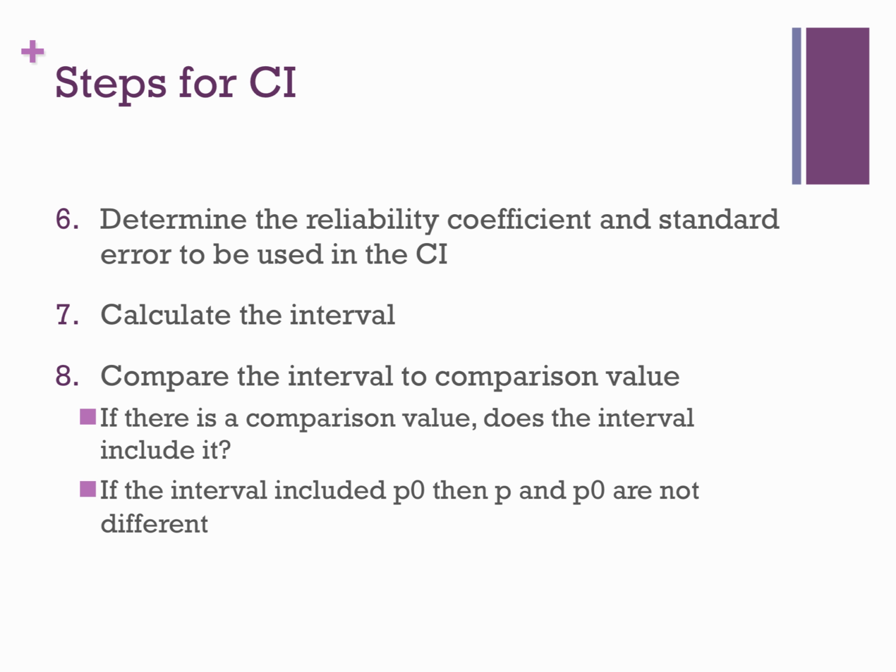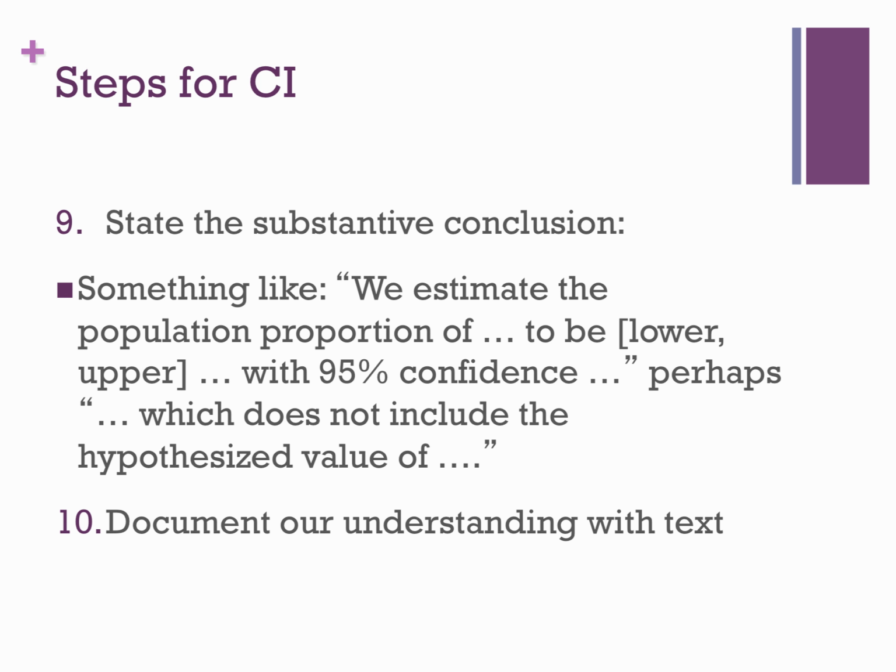Step 6, we're going to determine the reliability coefficient. Usually, it's going to be associated with a 95% confidence interval. Step 7, we'll calculate the interval. Step 8, we'll compare the interval to the null value. So if there's a comparison value, does the interval include it? If the interval includes P0, then P and P0 are not different. Step 9, you could then state the substantive conclusion in terms of a confidence bound. And then step 10 would be document your understanding with the full text, including additional information about the observed survival and the N that you observed totally.